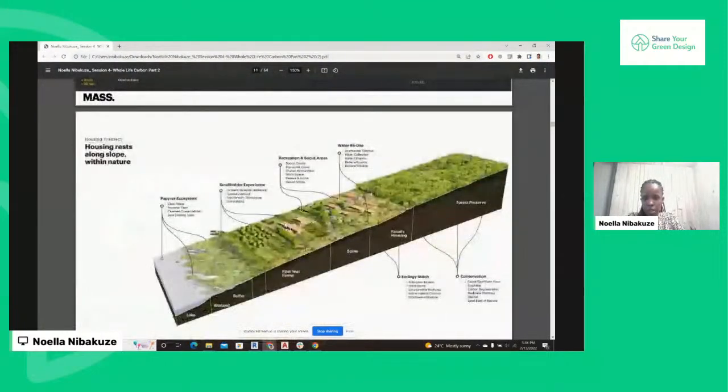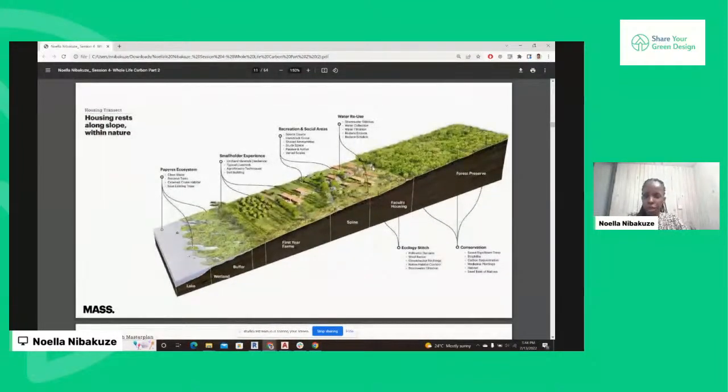So this is a typical section. Like I said, in terms of master planning and siting of the buildings, we really try to not disturb the natural environment as much as possible, but also we planted a lot of native trees so that we can retain all the water and avoid the erosion.